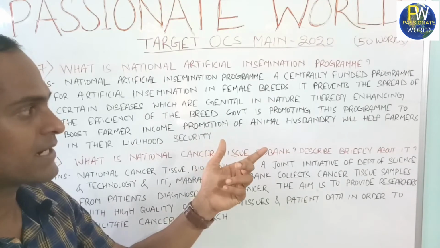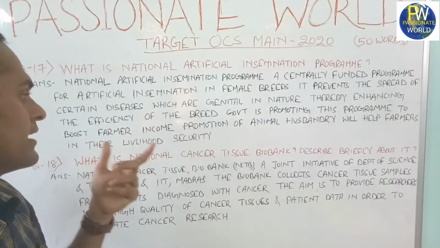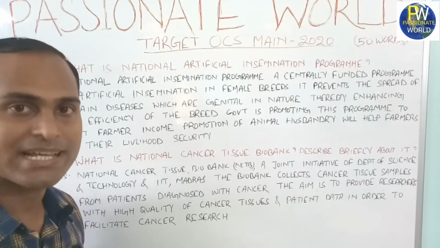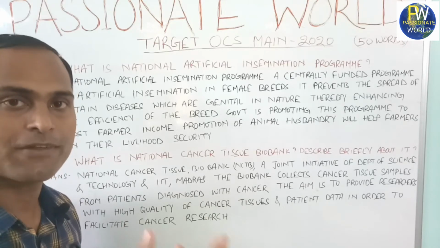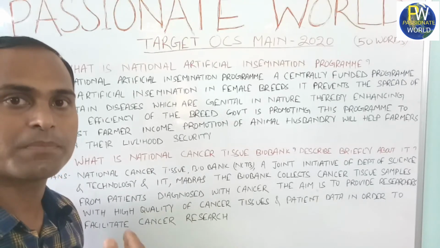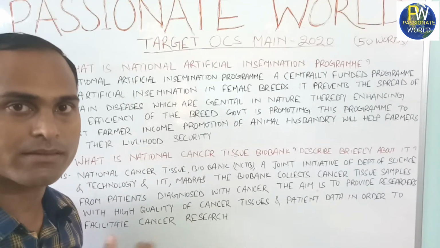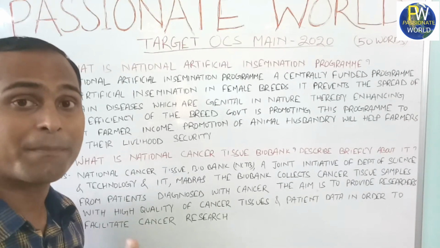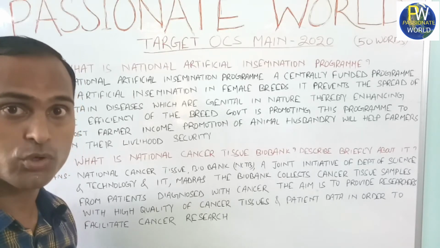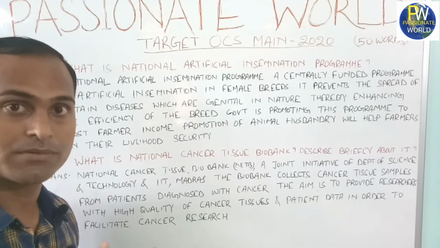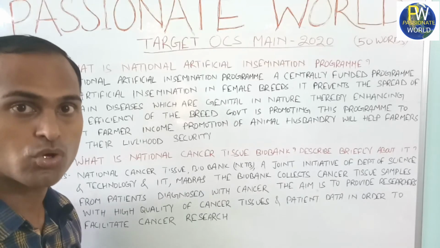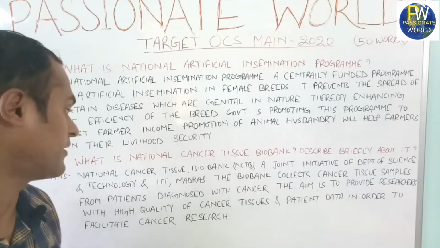Promotion of animal husbandry will help farmers in their livelihood security. It is a process in which the female is artificially inseminated so that the future breeds will not have genital-related diseases and they will be better than the previous breed. And the government is promoting this in order to help farmers boost their livelihood income. Remember, the Modi government has set the target of 2022 as doubling the farmer income.